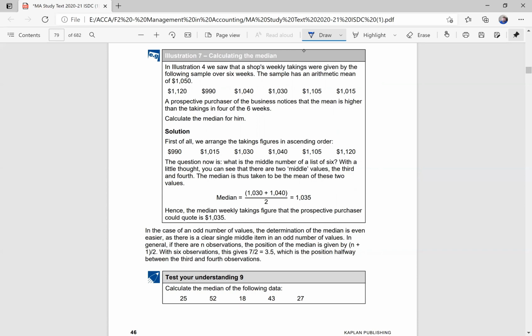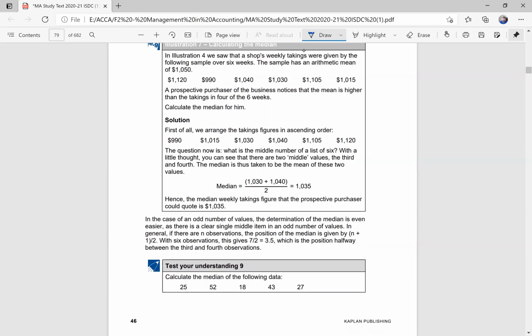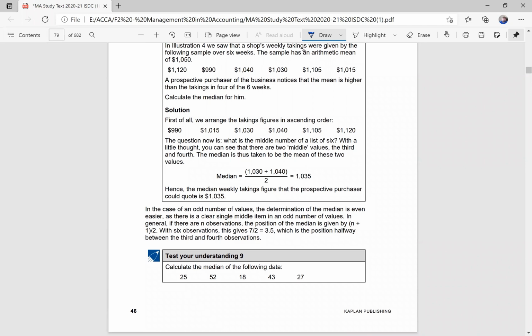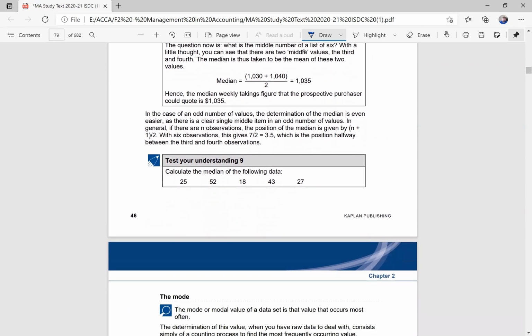Okay, if odd numbers were given, then it would have been easier to determine the mid value. Let's say something comes in between 1030 and 1040. Let's say I write 1050 in the middle of this. So now these are seven numbers. So it's an odd number, right? Now you can simply pick that 1050 is the mid value over here. So that becomes the median.